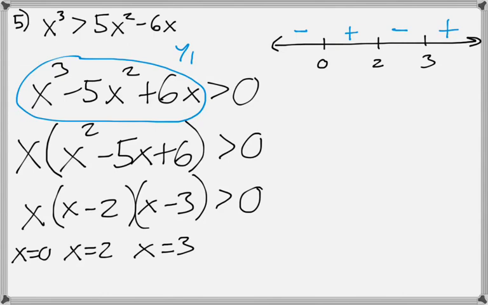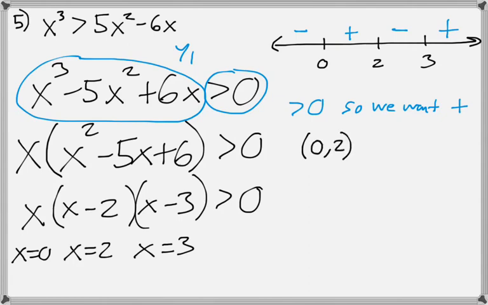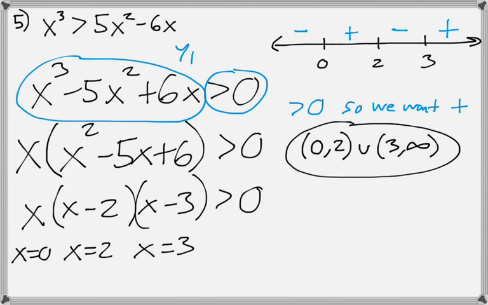So now we need to determine which regions we want. And because it says greater than 0, that means that we want the positive regions, because positive numbers are greater than 0. And it's strictly greater than, so I'm not going to include the cutoff points. And that would be our final answer. So any number within these regions would make our original inequality true.